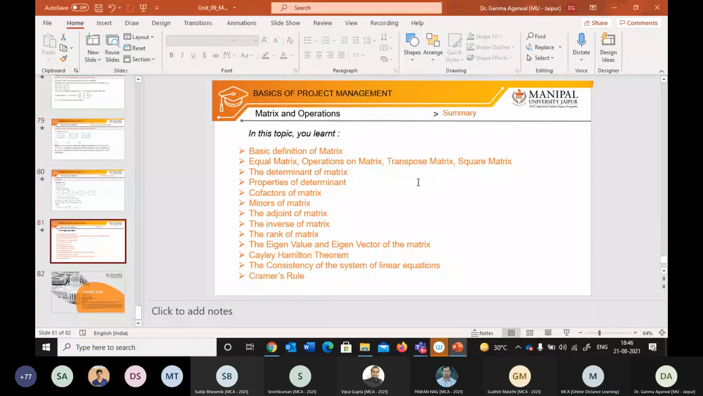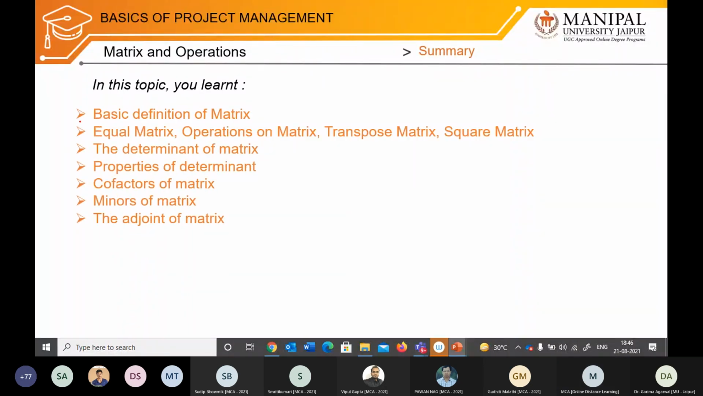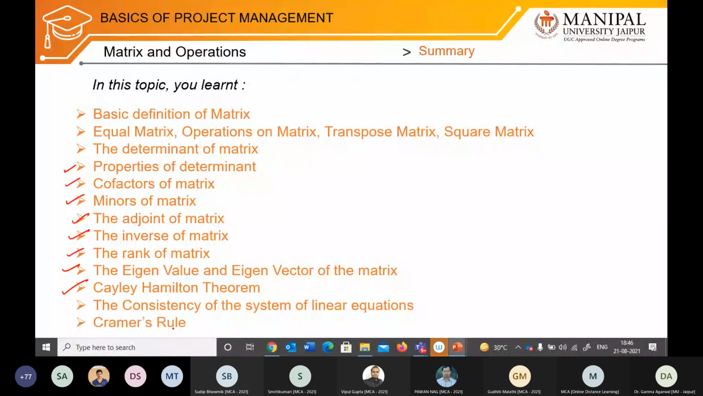So let me go to the summary slide. In today's lecture, we have discussed the determinants, cofactors, minor, adjoint, inverse, and rank, eigenvalue, eigenvector, Cayley-Hamilton theorem. These topics today we have discussed, right? And in the next lecture, we'll discuss the consistency of the system and Cramer's rule, right?